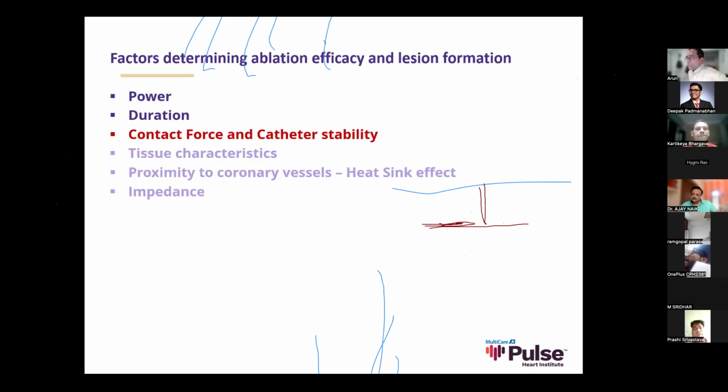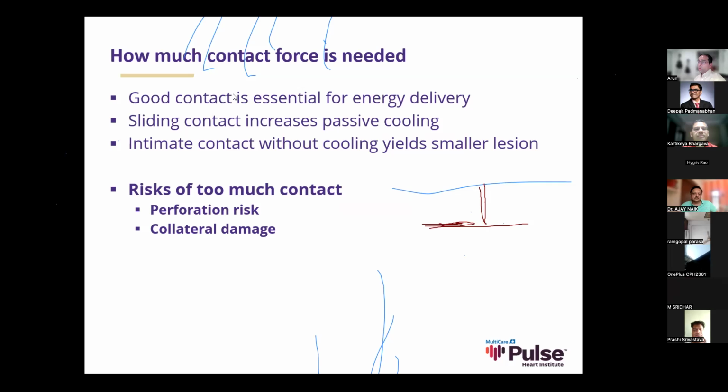Okay, so factors determining ablation efficacy and lesion formation. Deepak has mentioned this multiple times. Contact force and catheter stability are the most important things, other than the things that we talked about. Power and duration, we talked about, and contact force and catheter stability are very important. How much contact force is needed?